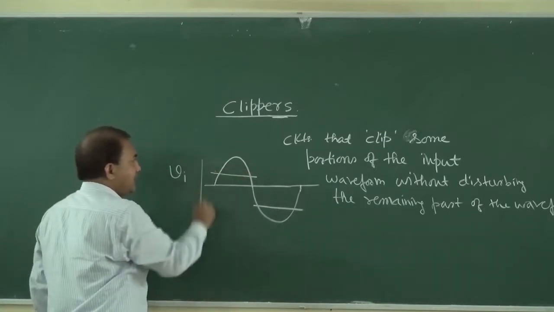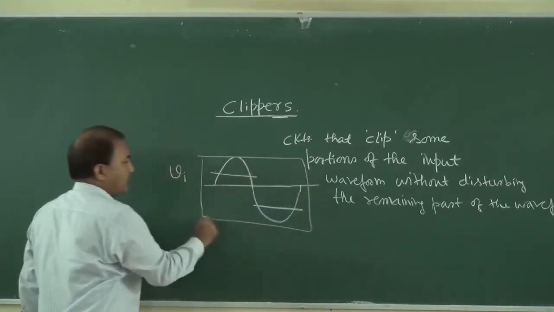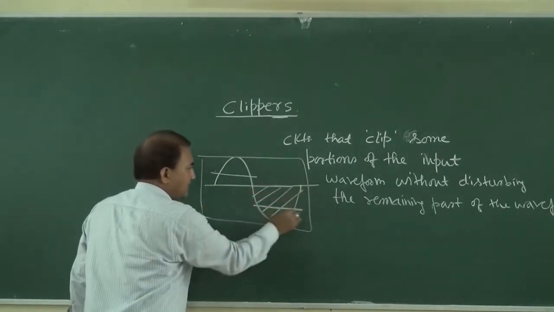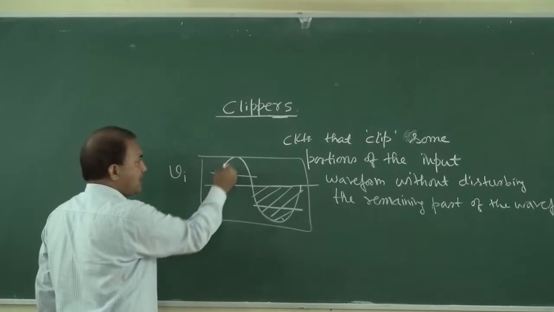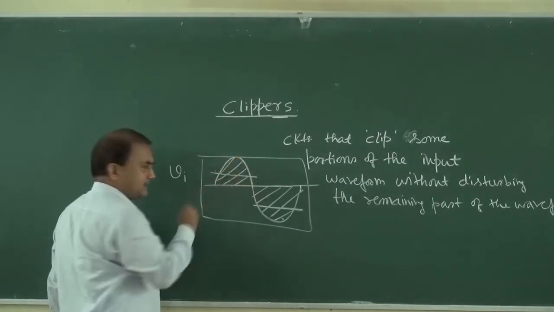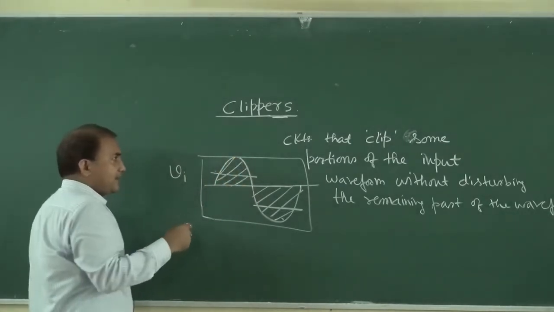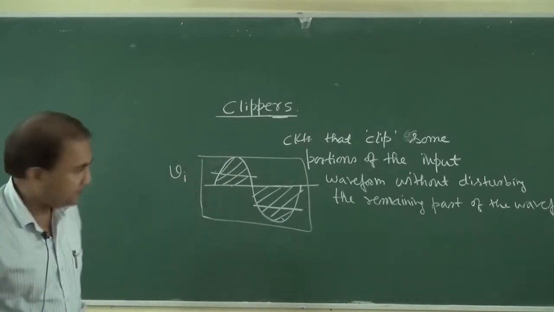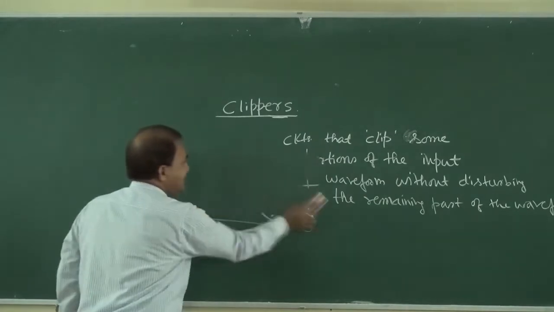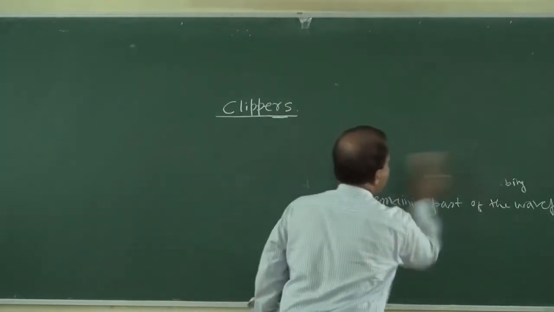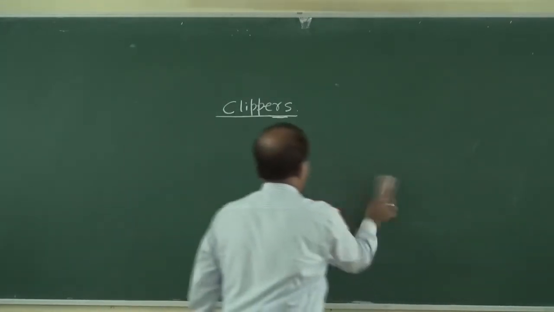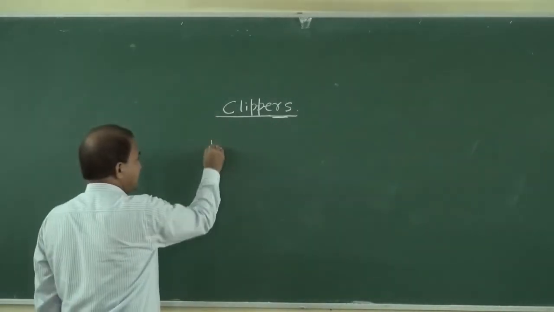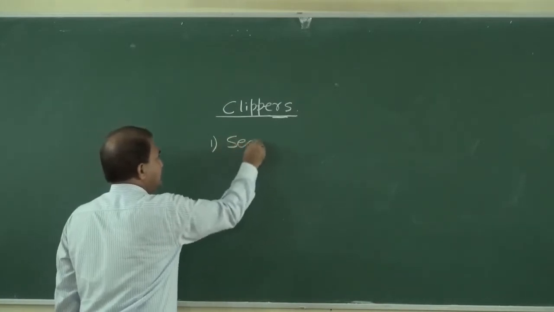So this is say any input waveform. Clippers, either it may clip this part completely or it may clip this part. This is the main function of a clipper circuit. So we will study now the types of clipper circuit. First we will study about the series clipper.